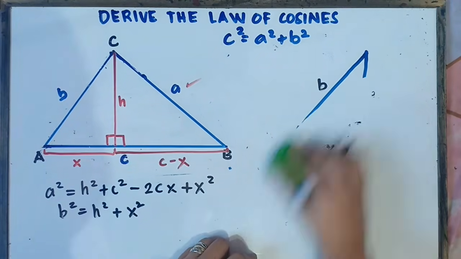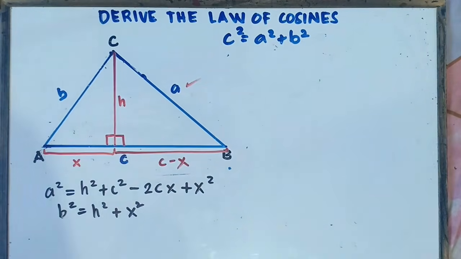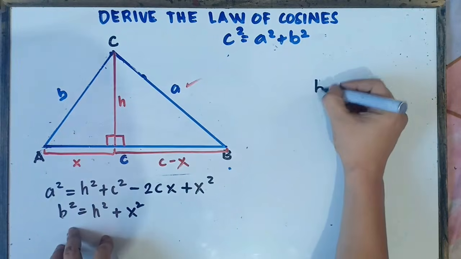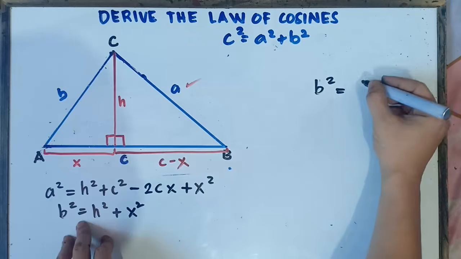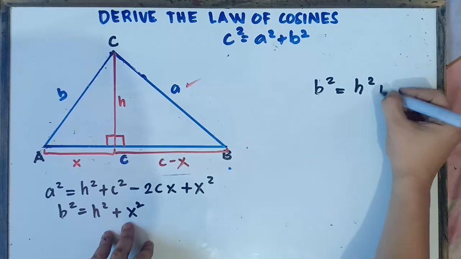Alright, let's do that. Now, question, class. What if we find the value of h squared in this given equation? How would you find the value of h squared? So let me just write that one. b squared is equal to h squared plus x squared.